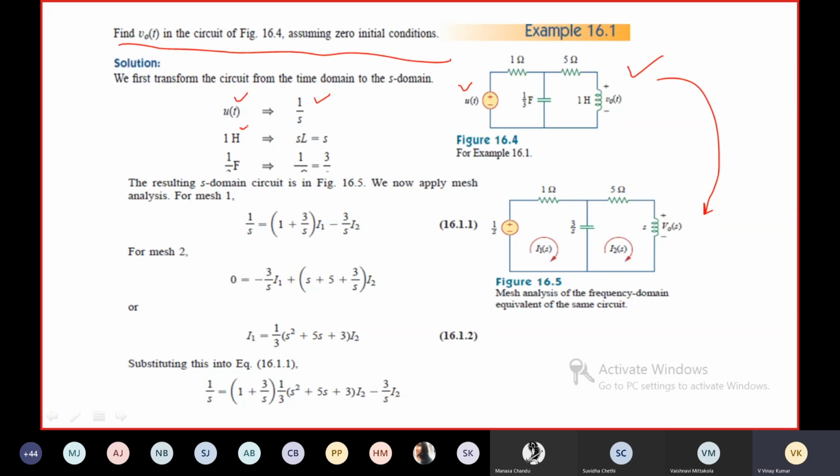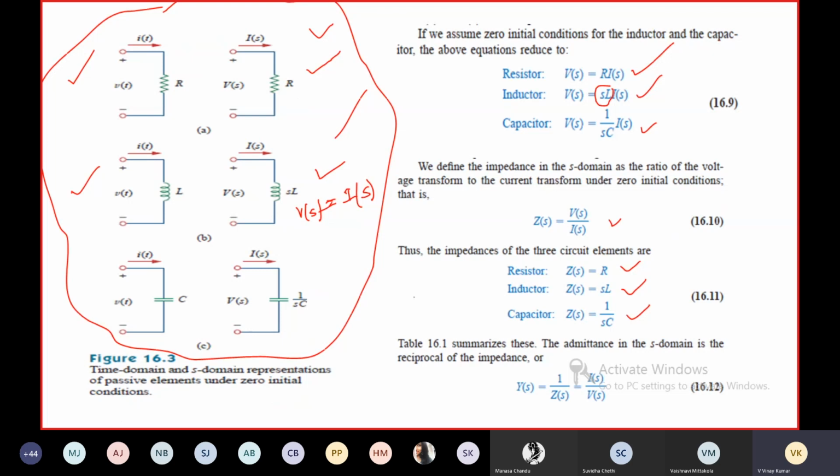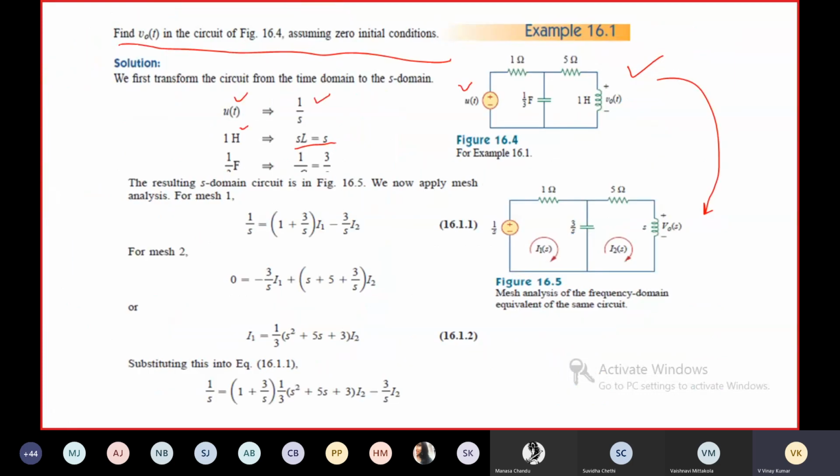Okay, inductor 1 Henry is given. What is the Laplace of this? SL. S into 1, where L is equal to 1. So SL. So here, see, this is in time domain. Okay, this is the circuit model in S domain. SL. Okay, L means SL in S domain. So 1 Henry in time domain means SL is equal to S into 1.